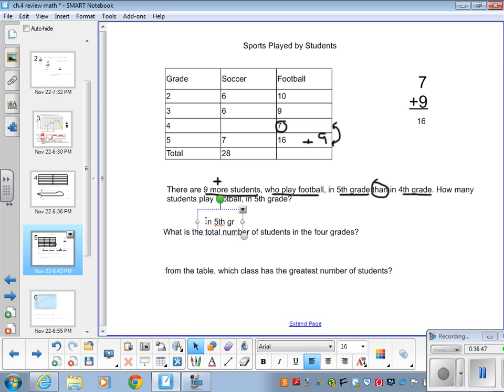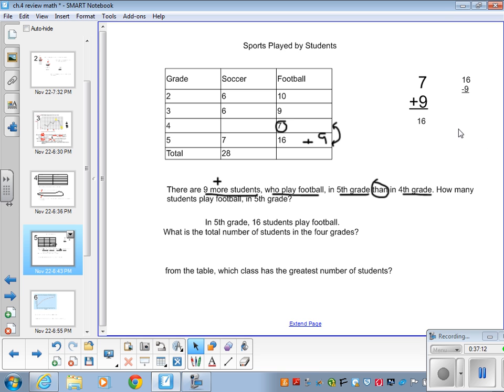In 5th grade, 16 students play football. To check my answer, I can take 16 and do the opposite operation, subtraction, by subtracting 9 to see if I get 7. The reason I want to see if I get 7 is because 7 is the given number that they gave me. I want to make sure I get the same number. And when I do, the answer is 7.